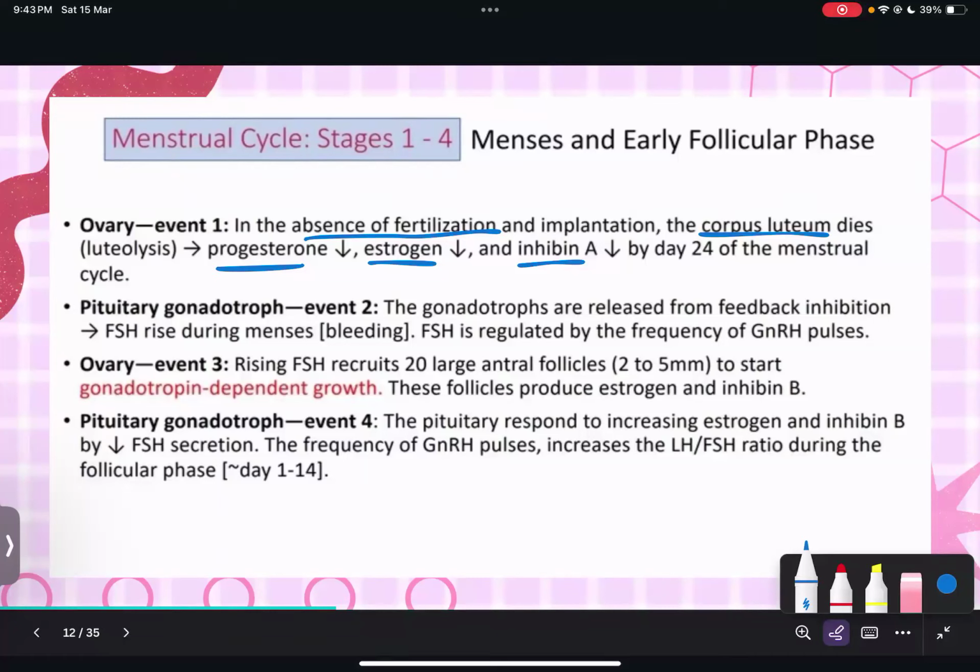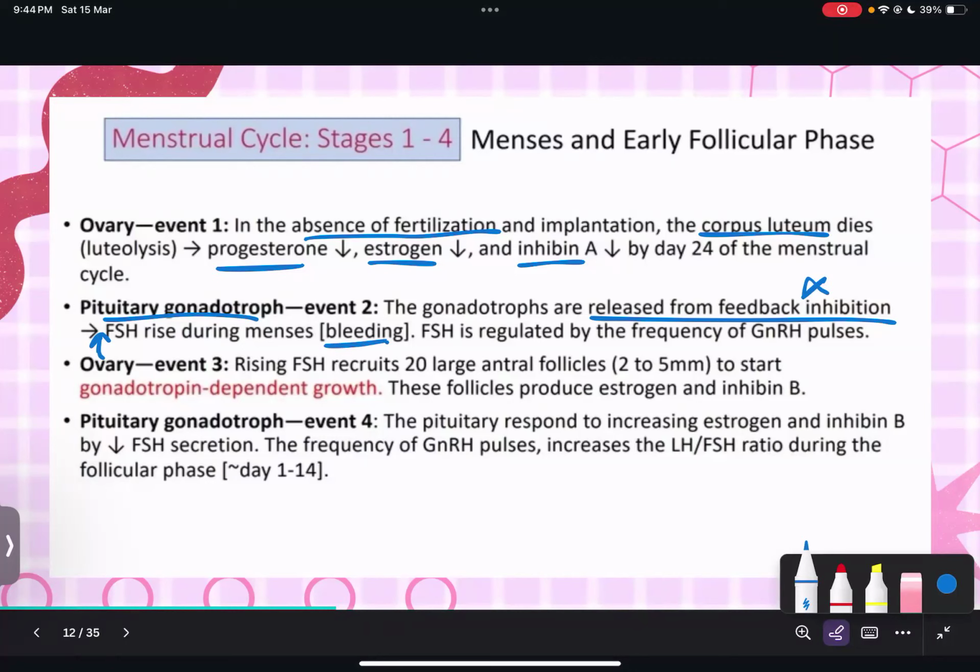On the other hand, here we have the pituitary gonadotroph. The event happening here is that there will be no feedback. They are released from feedback inhibition. Why is that? It's because there is no inhibin A. If there is no inhibin A, there is no inhibiting, so the feedback inhibition will stop. We're talking about the FSH inhibition. If there is no inhibition, the FSH will rise. If the FSH rises, this will cause the bleeding, as we said.